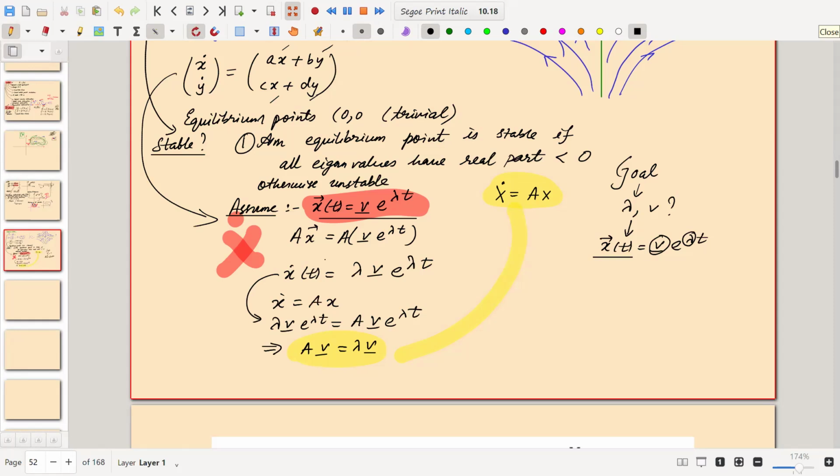How will you find v and lambda? From this equation, Av equals lambda v, right? How can we find lambda? Tell me how we can find lambda.